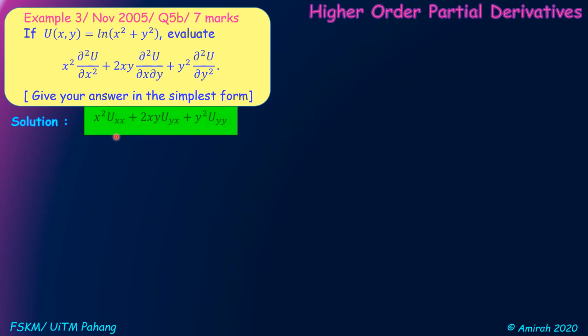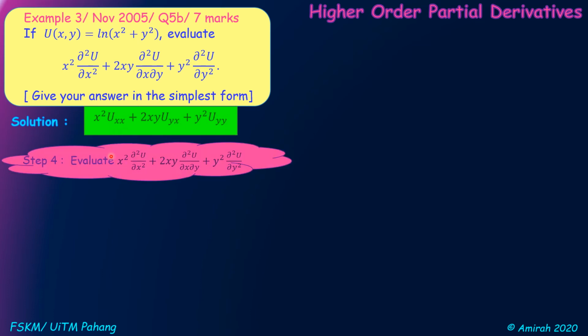Alright, from the previous slide, we have found uxx, uyx and uyy. Now we can continue with step 4. Evaluate x squared ∂²u/∂x² plus 2xy ∂²u/∂x∂y plus y squared ∂²u/∂y². Okay, ∂²u/∂x² equals uxx.